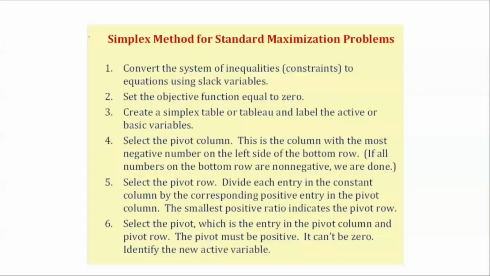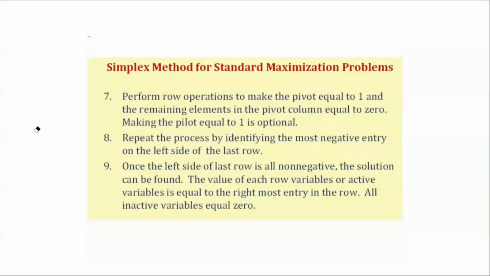Then you identify the new active variable. What is going to happen? A certain variable will exit and a new active variable comes into play. More steps. Then I spoke about row operations. Perform row operations to make the pivot equal to 1 and the remaining elements in the pivot column equal to 0. I just showed you something of that in the matrix, right?